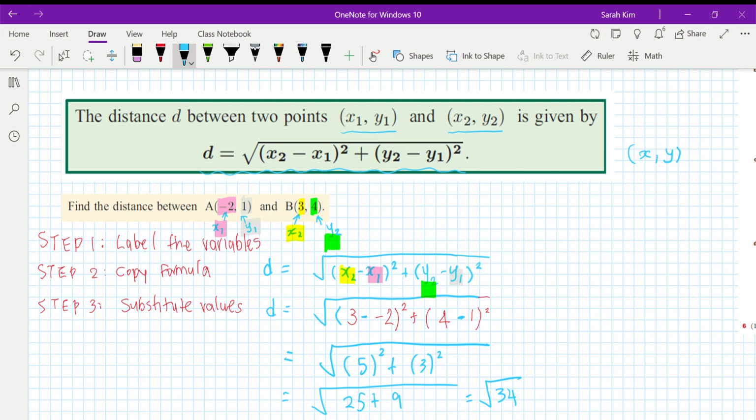So that's it. The distance between A and B is the square root of 34 units. Because I didn't specify centimeters, meters, anything, and it's a length, we do have to write units. And that's it.